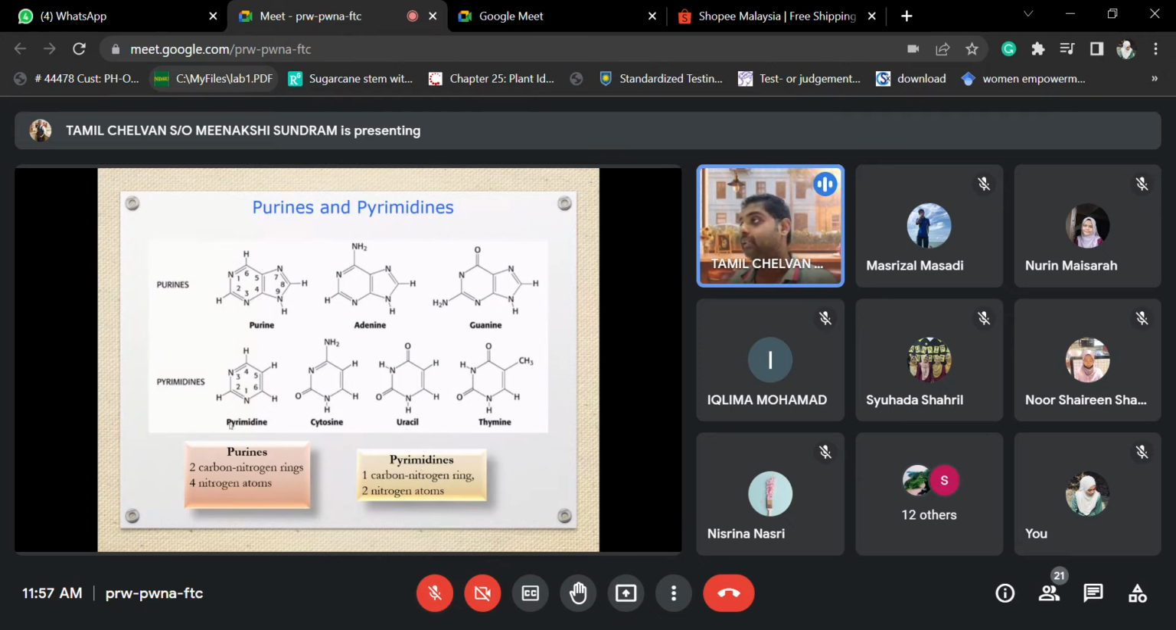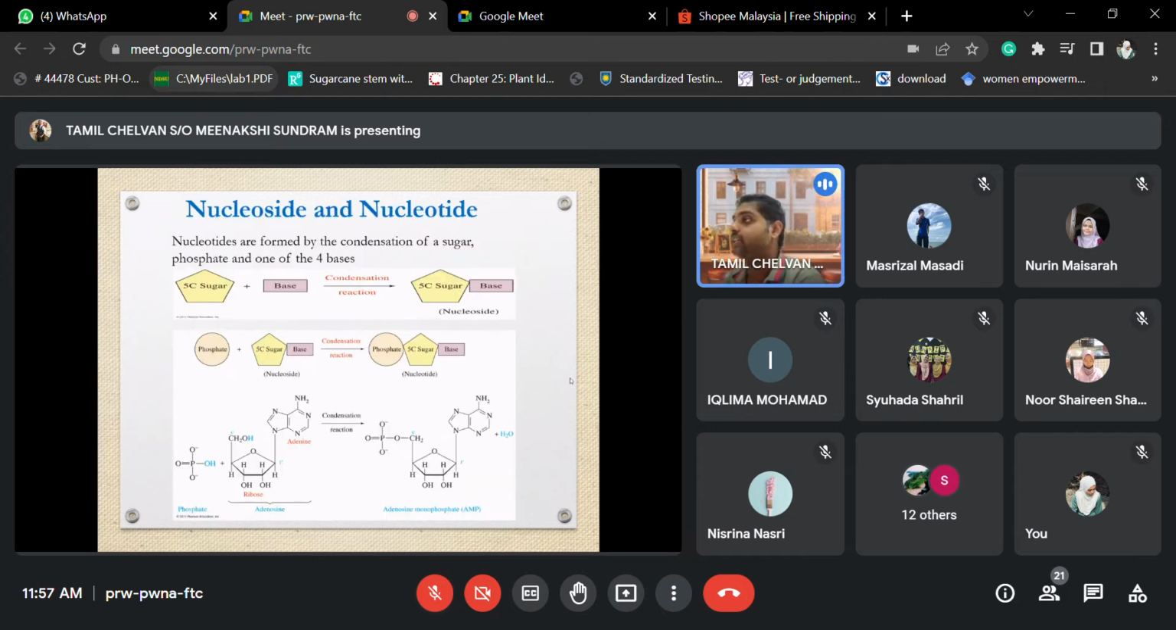Purine has 2 carbon nitrogen rings, 4 nitrogen atoms. Pyrimidine has 1 carbon nitrogen ring, 2 nitrogen atoms. Yang ni ada 4 nitrogen atoms, dia ada 2 carbon nitrogen ring. So these are the main differences lah, selain daripada dia punya in detail differences.